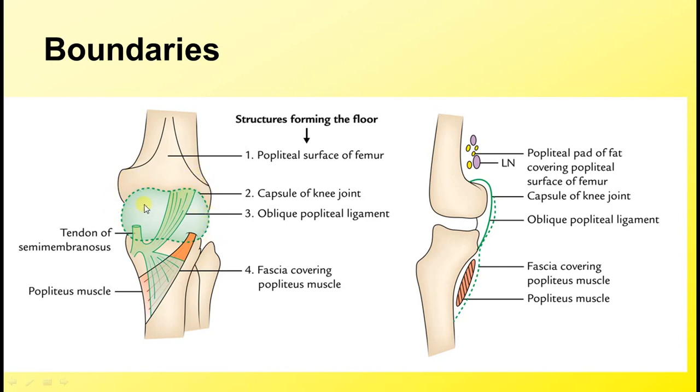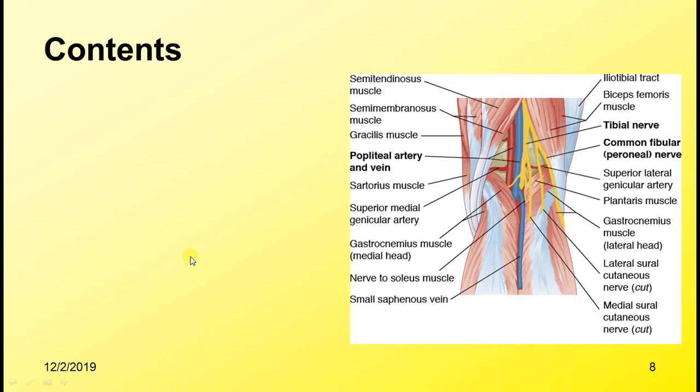Then you are able to see the capsule of the knee joint, oblique popliteal ligament, then popliteus muscle and the fascia covering it, and the tibia up to the soleal line. So what are the contents? As you can see, the popliteal vessels, that is the popliteal artery and vein.